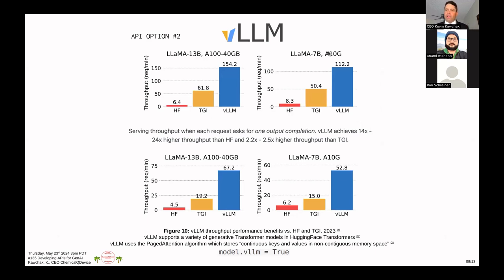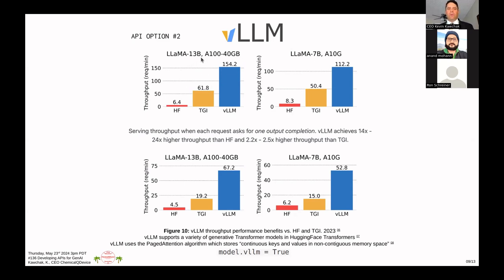Okay, so vLLM, if you can use vLLM, you really want to use it. It uses PagedAttention algorithm, which stores continuous keys and values in non-contiguous memory space. It was borrowed from some other existing tech. And you see here from the results, the higher the better, we're measuring throughput in requests per minute. So Hugging Face to TGI to vLLM, significantly higher throughput.